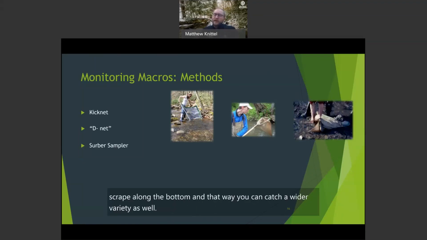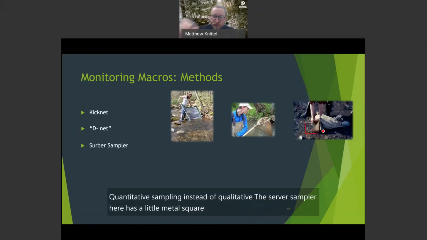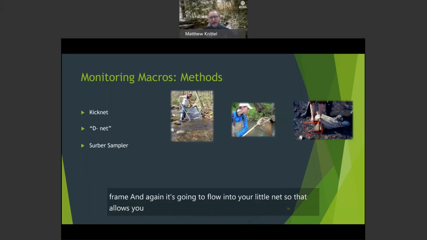If you need more of a quantitative sampling instead of qualitative, the Surber sampler here has a little metal square frame. It might be a little hard, so I'll just draw our square there. It has a little square bottom frame, and so you're only sampling what's in that square frame, and again, it's going to flow into your little net. So that allows you to make sure you're sampling the same size every time that you sample, so you can get a more quantitative sampling instead of just a qualitative.